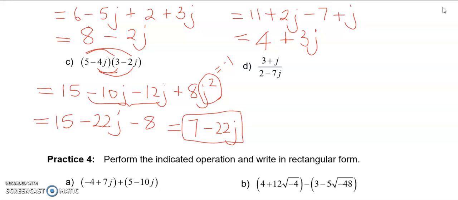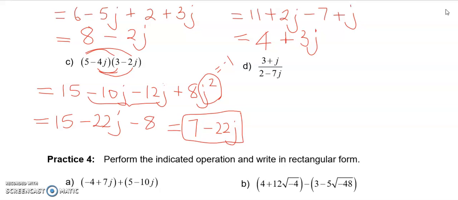So be very careful when you're multiplying. Remember that you do your 4 multiplications, yes. J squared must become negative 1, and you combine the like terms. And that's what you will have there.